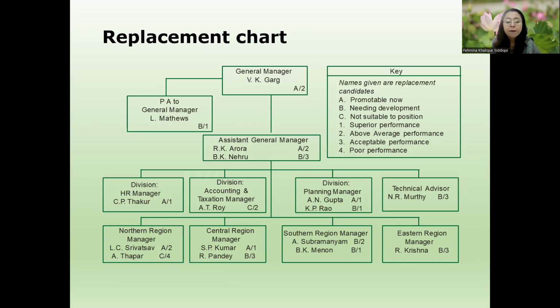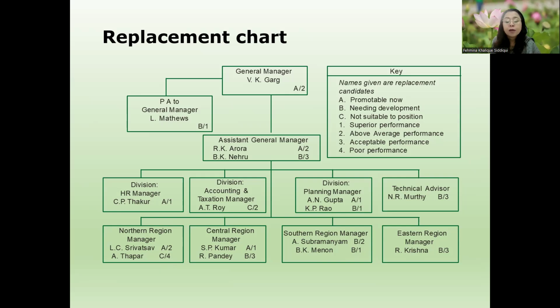According to you, just ponder your thoughts and find out who is going to replace Mr. Garg. Is it Mr. Arora who can replace, or is it Mr. Nehru? Mr. Arora, of course. Why? Because his performance score is A2. A is because he is ready to be promoted, and 2 is above average performance. If Mr. Arora leaves and joins the position of Mr. Garg, who is going to replace Mr. Arora?